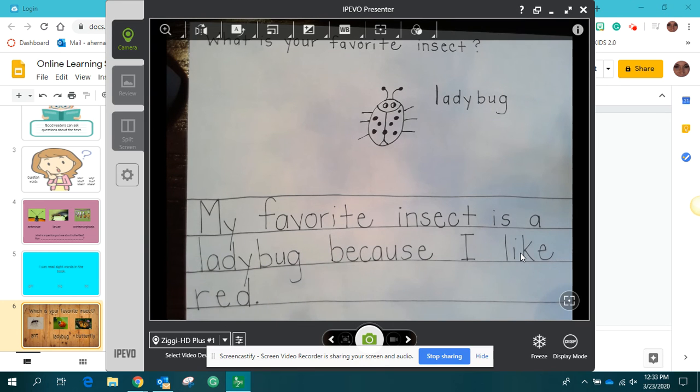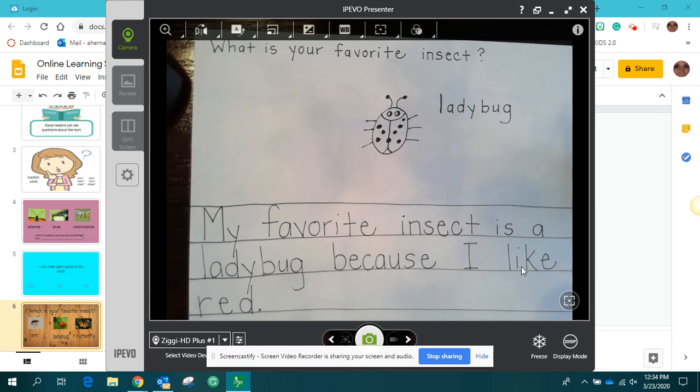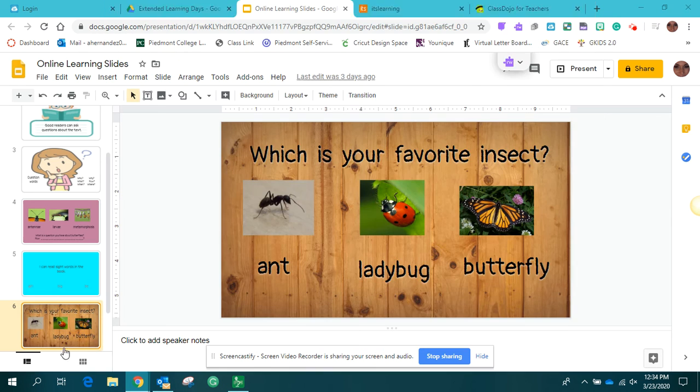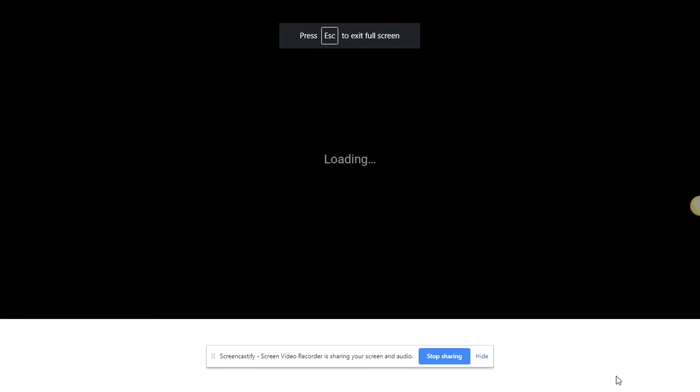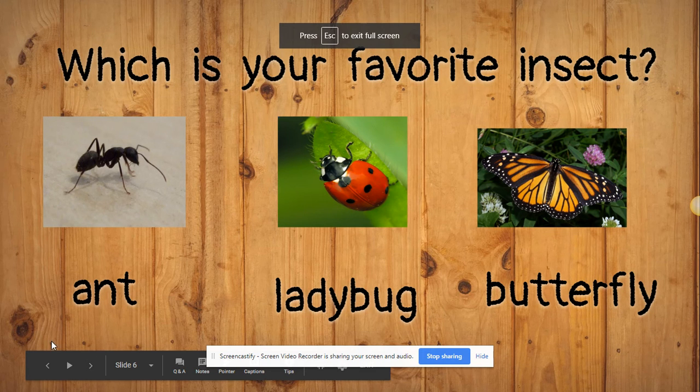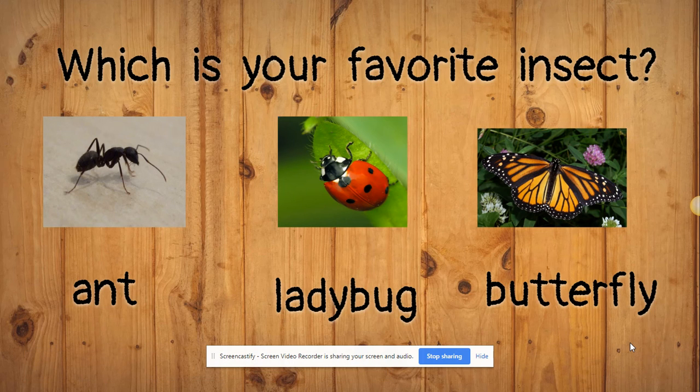If you make a mistake, make sure you erase really well with your pencil and not write on top of writing, because then it's going to be hard for the reader to read what you wrote. Okay? All right, guys. So now I want you to choose your favorite insect. It could be an ant, a ladybug, or a butterfly. And you're going to write about your favorite insect and tell me why that's your favorite. And don't forget to use the word because.